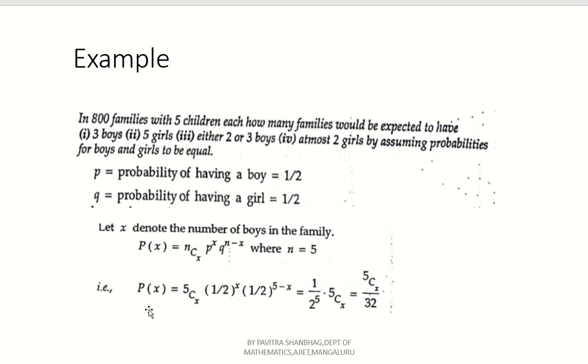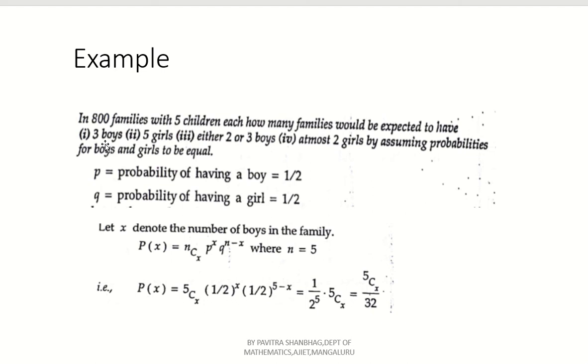Now, what is P of x? 5Cx, 1 by 2 power x into 1 by 2 power 5 minus x. Or if you simplify this, here what you will get? 1 by 2 power 5 common, 1 by 2 power x here, 1 by 2 power minus x. So minus x plus x get cancelled, right? So that's why 1 by 2 power 5, which is nothing but 1 by 32, into 5Cx. So this one you can take as a standard one. Now let us discuss one by one.